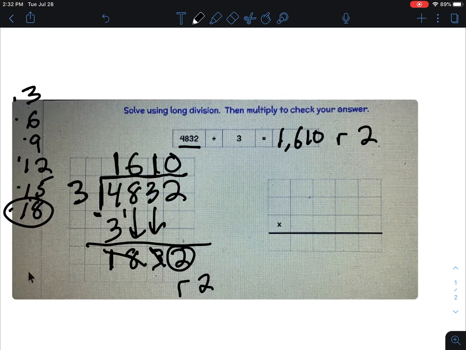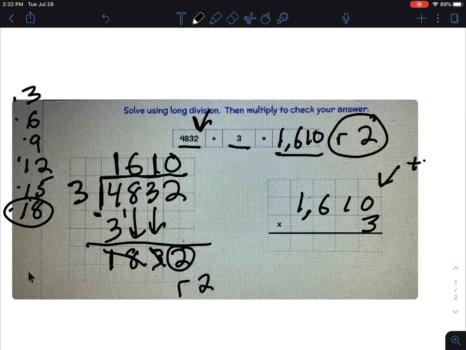Now I'm going to show you how to check to see if your answer is right. You basically go backward. Instead of doing this divided by this equals this, I'm going to go backward. I'm going to take my answer, 1,610, multiply it by 3, and then hopefully I'm going to get this. The thing is, if it doesn't go in evenly, if you have a remainder, once you get your answer to this multiplication problem, you simply add the 2 on, and you should wind up back at this.